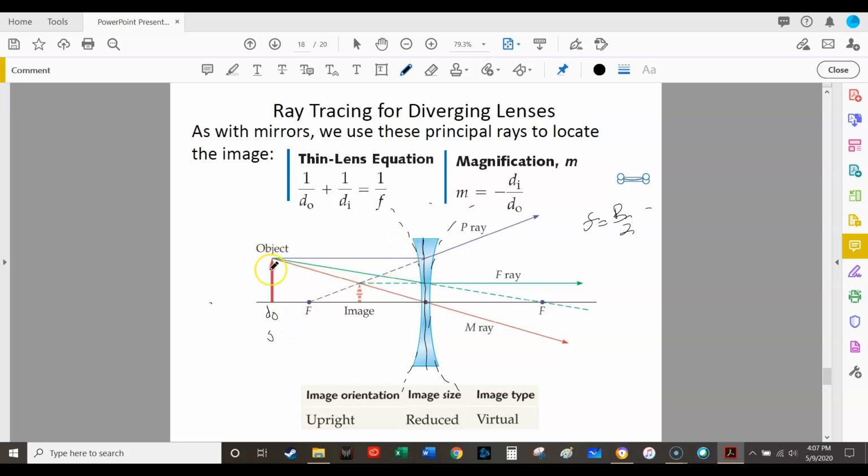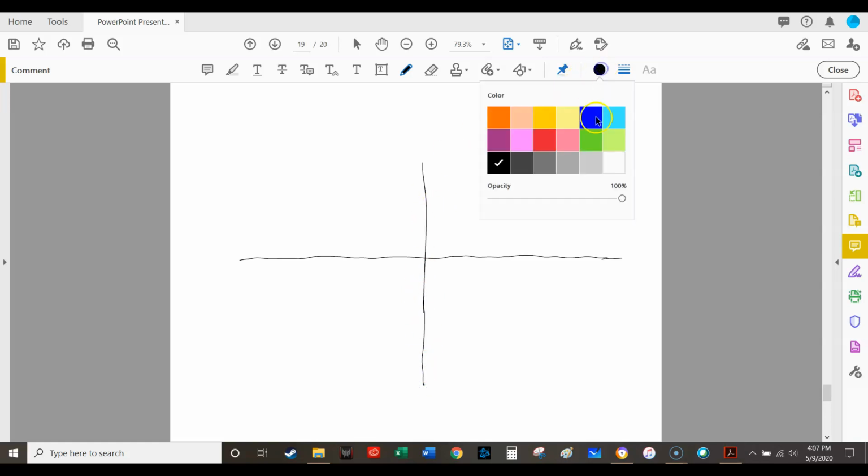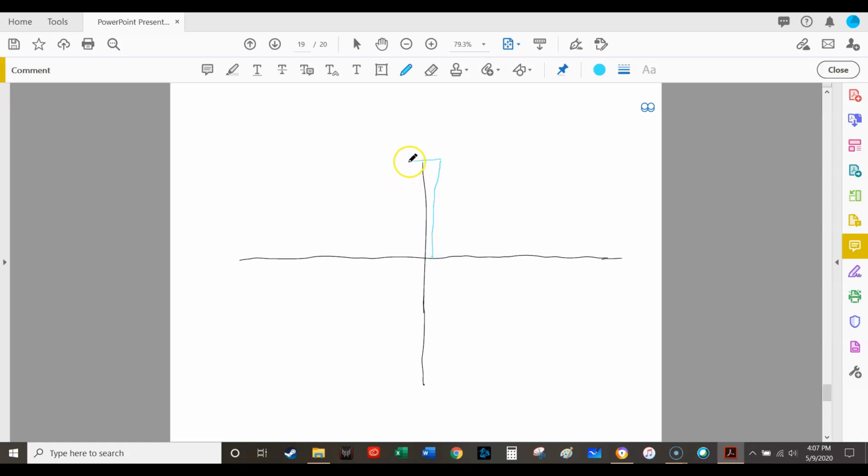Let's try doing another drawing where the object is inside the focal point here. Okay? I hope this turns out well. So I'm going to draw the center axis line, optical axis line. Okay? I'm going to draw the center of this lens. Now I'm going to actually draw the lens, and try to draw it very carefully.